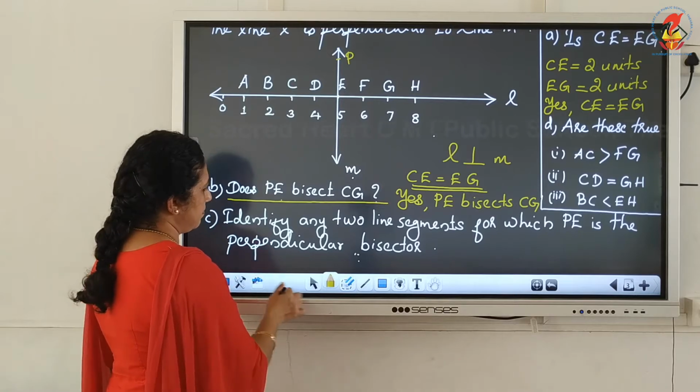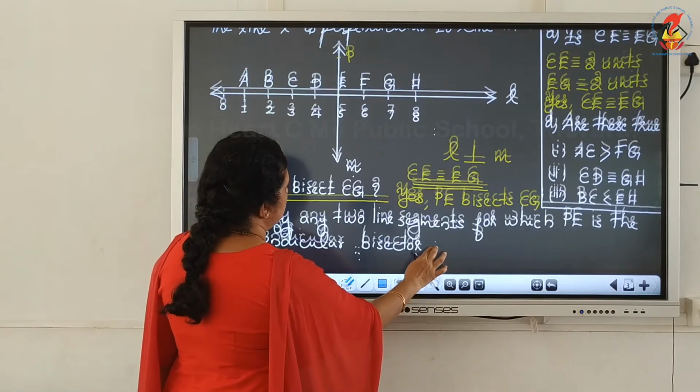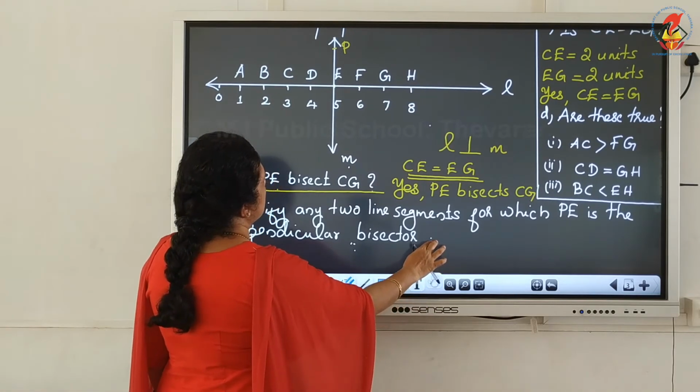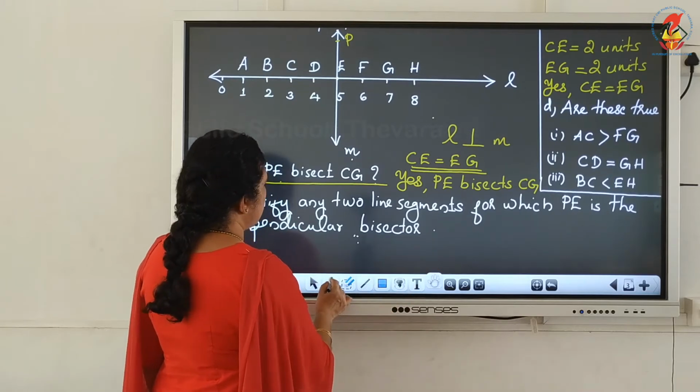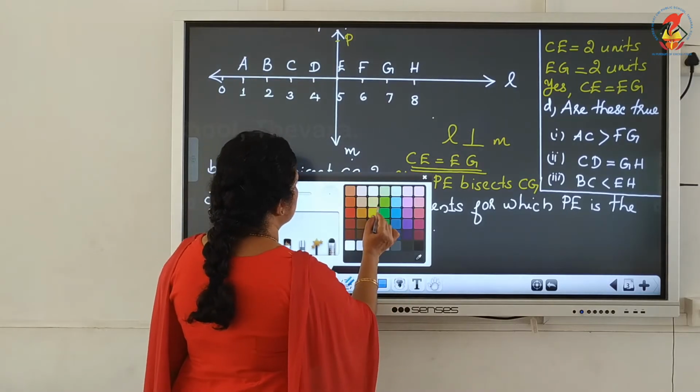Now, next one. Identify two line segments for which P is the perpendicular bisector.